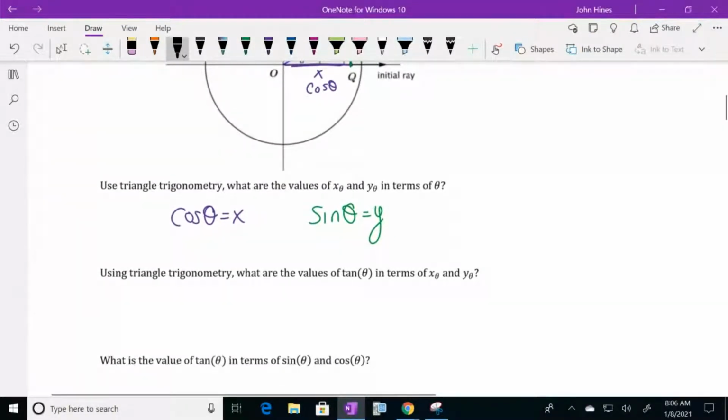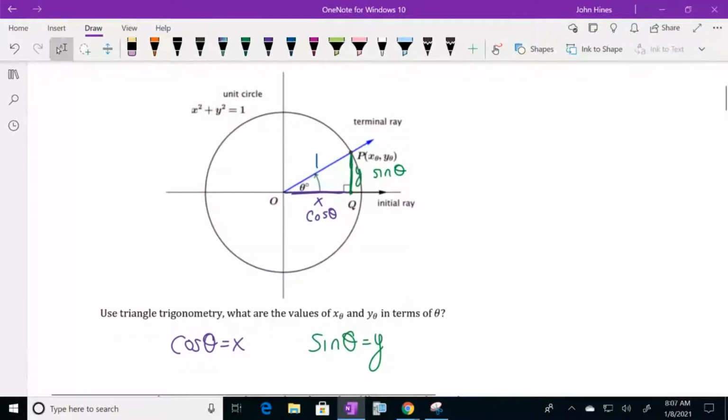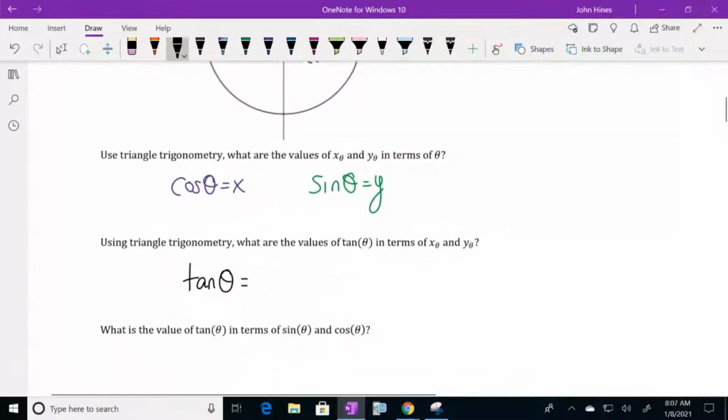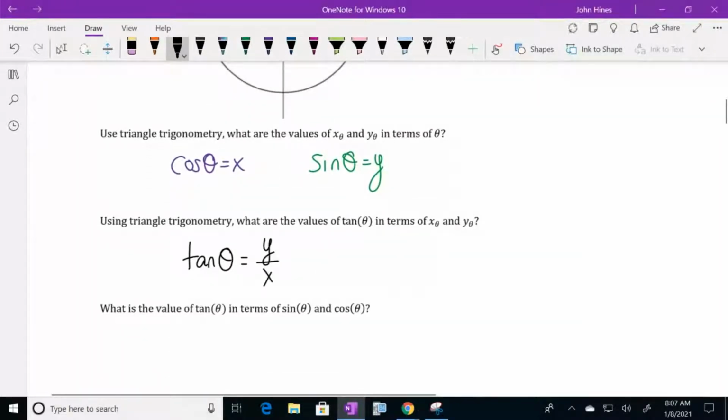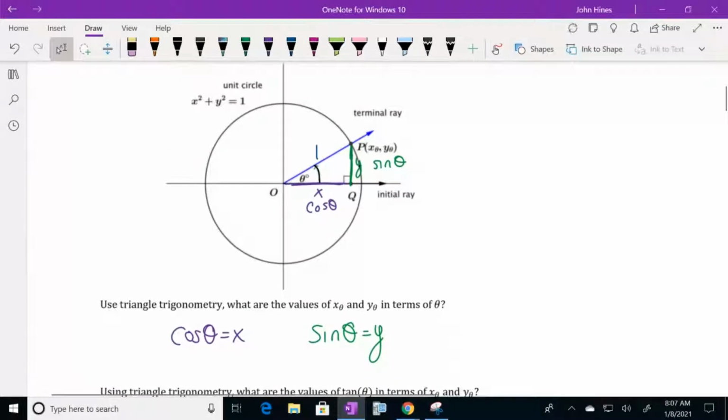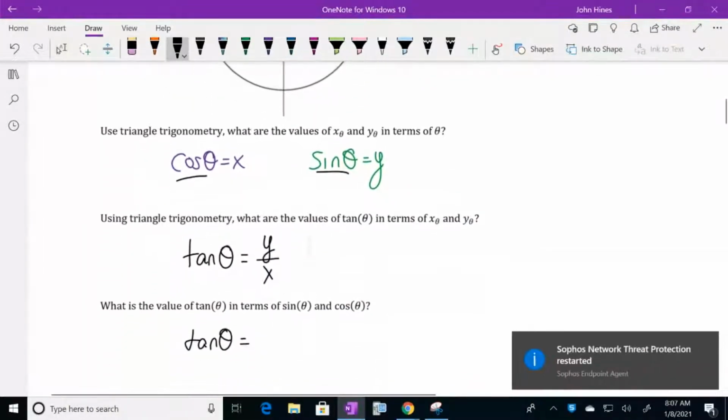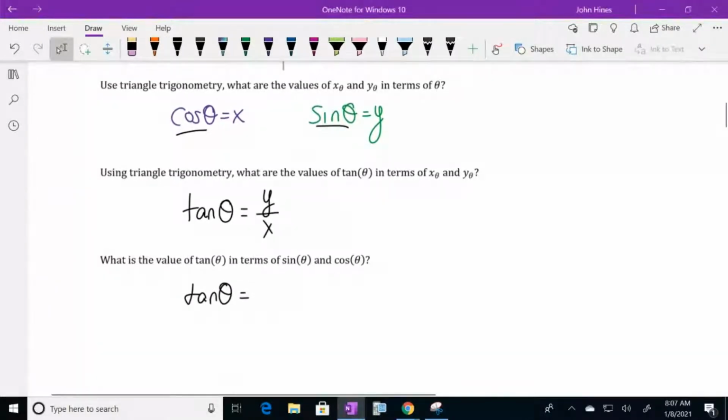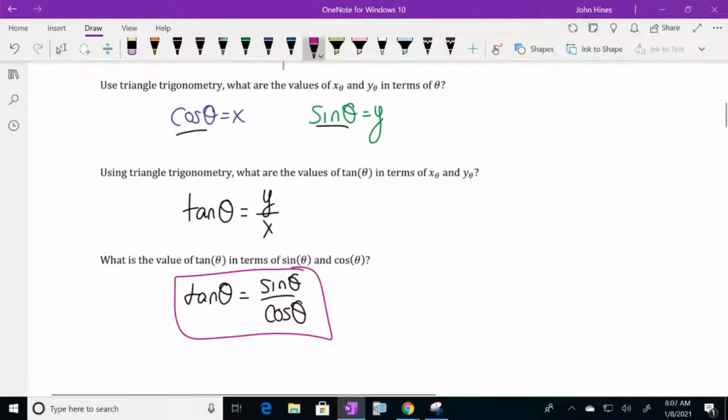This lesson 5 is all about tangent here. So what's the tangent of theta with respect to x and y? Well, tangent is opposite over adjacent. Tangent is y over x. Or in terms of our other trig functions, the tangent, opposite over adjacent, y over x, it is sine over cosine. That's the whole idea of this lesson here. What is tangent? Tangent is the ratio of sine over cosine.